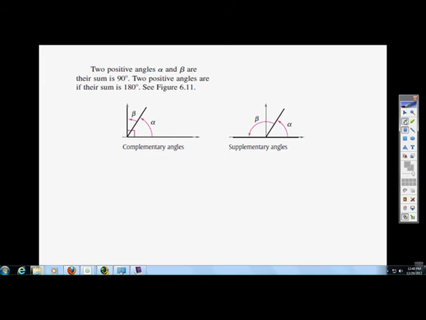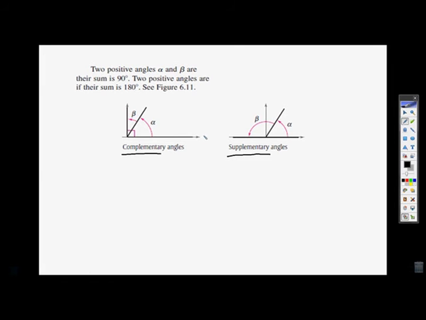Something else you should remember from geometry are complementary and supplementary angles. Two positive angles, alpha and beta, are complements if their sum is 90. So if two angles add up to 90, they're complements.